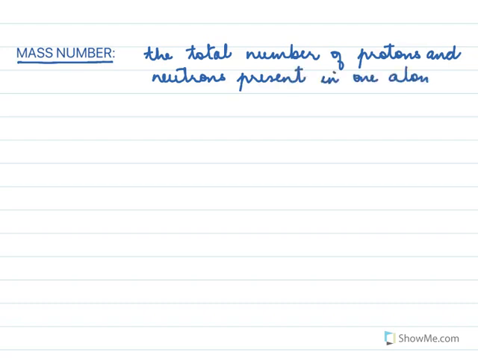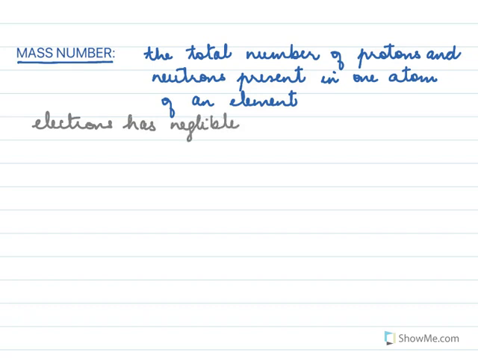In one atom of an element is called the mass number. Now why are electrons not included here? Electrons have negligible mass. You can't say no mass because it is matter, but it has negligible mass.